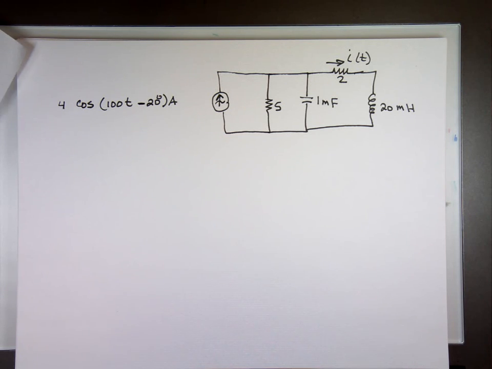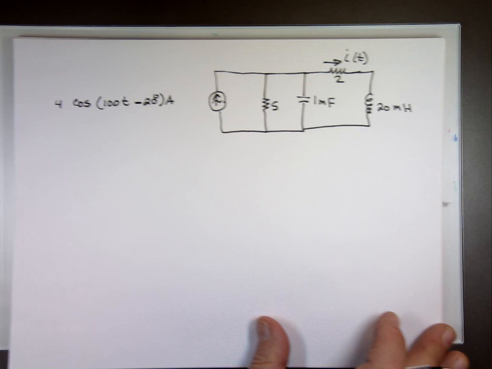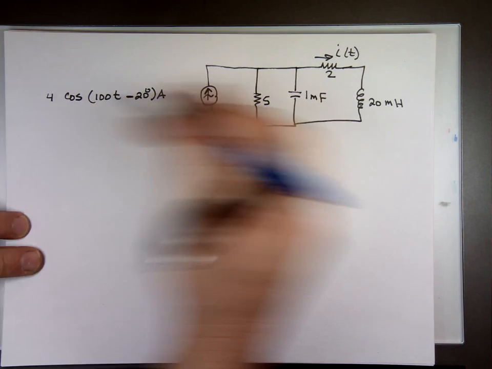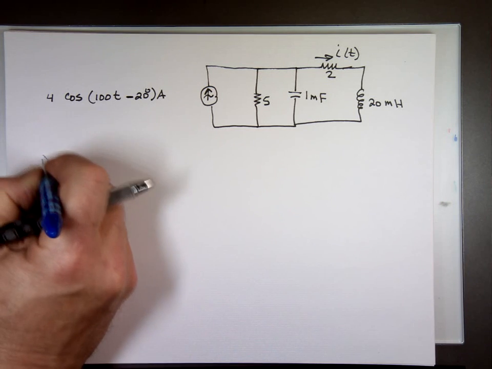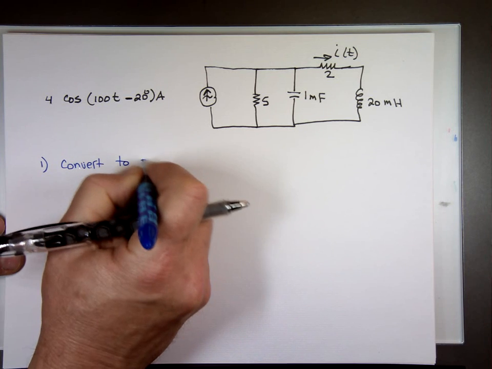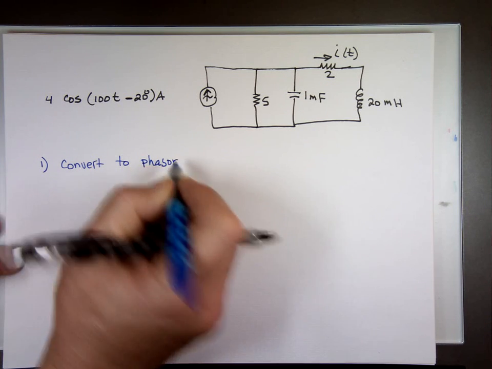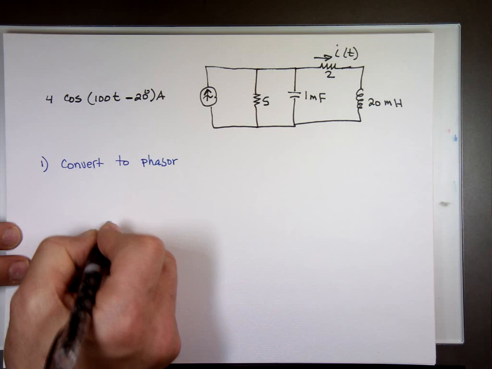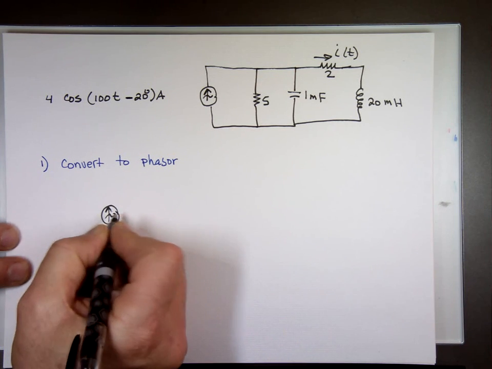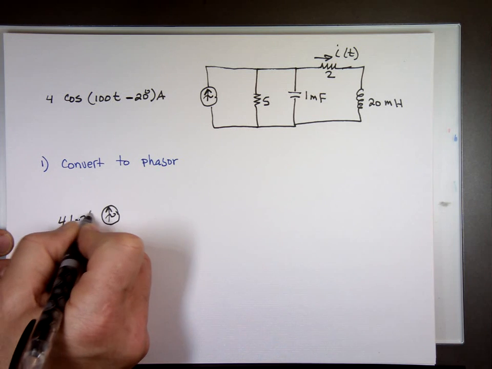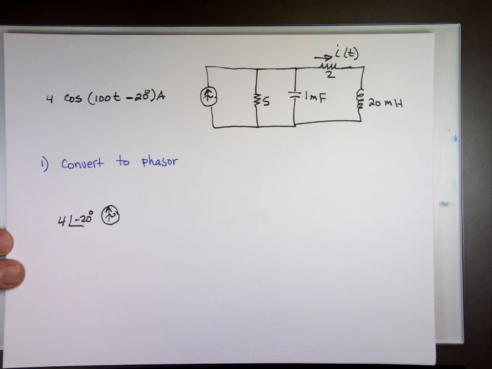So I'm going to use Phasor here. So my 3 steps. You have a problem in time domain right now. We want to solve it. So step number 1, convert to Phasor. The current source becomes a value 4 angle negative 20. It's a minus, right?